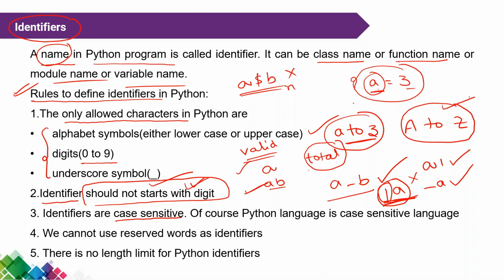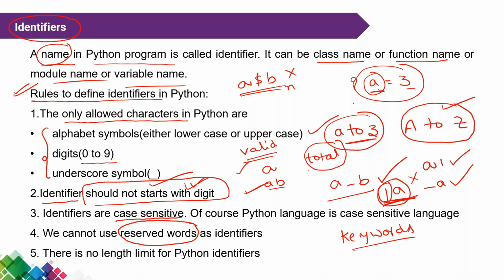Now, we cannot use reserved words as identifiers. What is meant by a reserved word? Generally, another name for reserved words is keywords. That means the words that are designed for some specific purpose. For example, this is the word used for this purpose only.